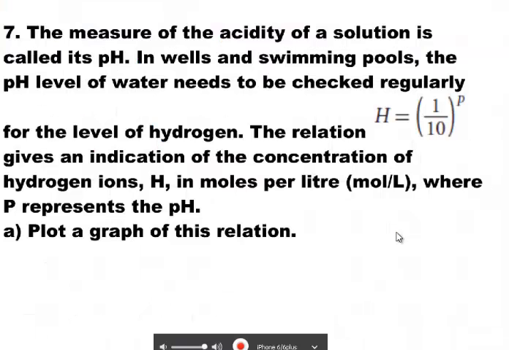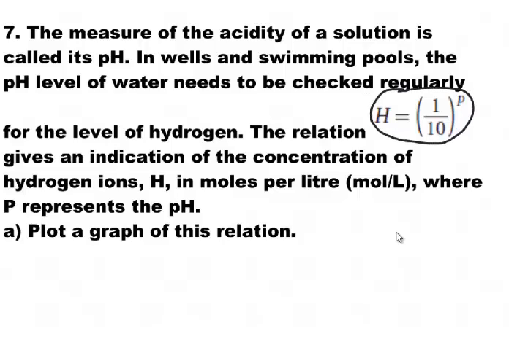In the next question, we have the measure of acidity of a solution, which is called pH. In wells and swimming pools, the pH level of water needs to be checked regularly for the level of hydrogen. The equation, which is here, represents an indication of the concentration of hydrogen ions, H, in moles per liter. The first part of the question says, plot a graph of this relation. So obviously we're going to go back to decimals and try to plot this.